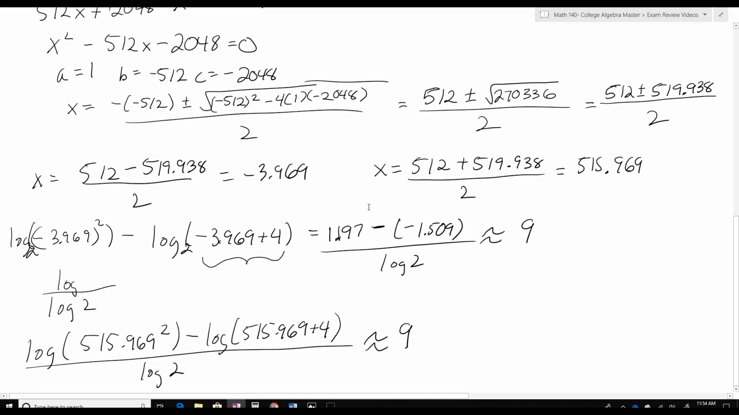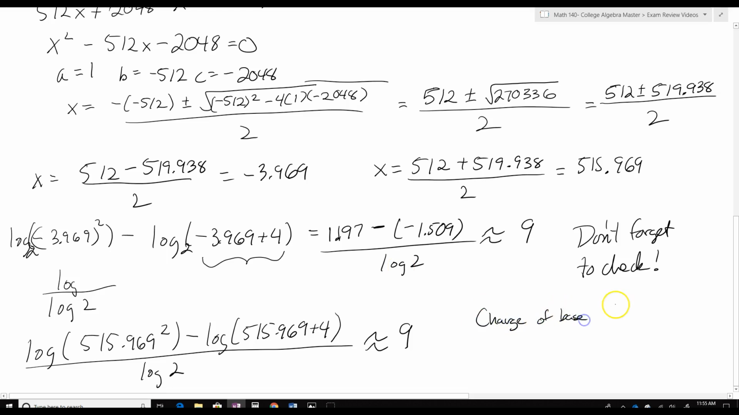Now, the last thing that I want to do, and I don't forget to check, right? Because one of the values that you get here for x may give you no solution or not give you the solution you want. So I'm going to go in here, and what I ended up doing was, to use my calculator, I took the log of, in this case, negative 3.969 squared minus the log of negative 3.969 plus 4, okay? And then I divided it by log 2, called the change of base.